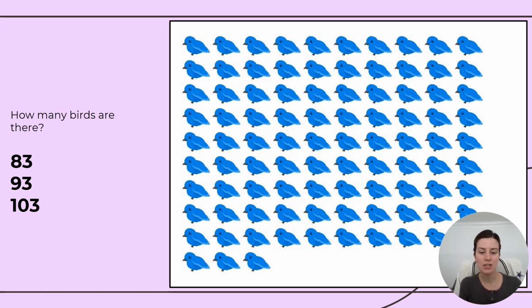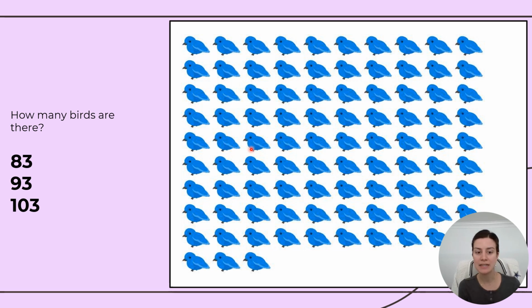So the question says, how many birds are there? I could count each one of these blue birds one by one, and I would be sitting here forever. Or I can count how many are in each row. Let's look at the first row at the top. 1, 2, 3, 4, 5, 6, 7, 8, 9, 10.